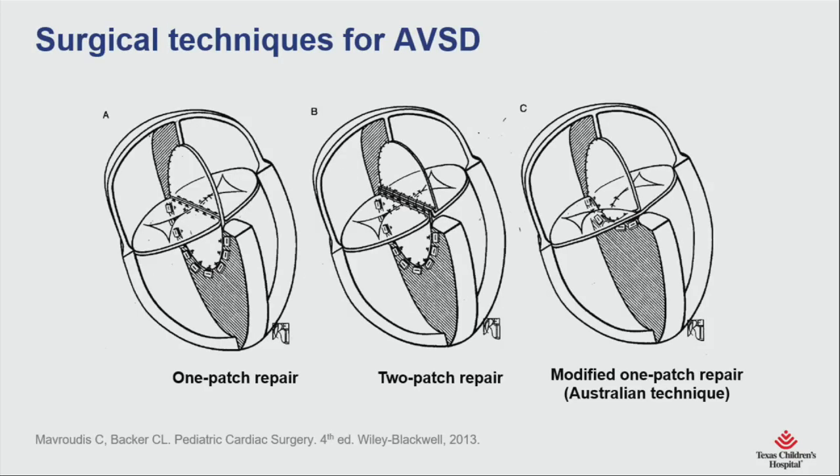What are the surgical techniques? There are 3 techniques in general that we use: a 1-patch, a 2-patch, and what we call the Australian technique, or the modified 1-patch technique. The 1-patch repair involves literally 1 patch, the same patch used for both the VSD and the ASD closure. But in order to do that, you have to divide the atrioventricular valve in order to fit that patch in there.